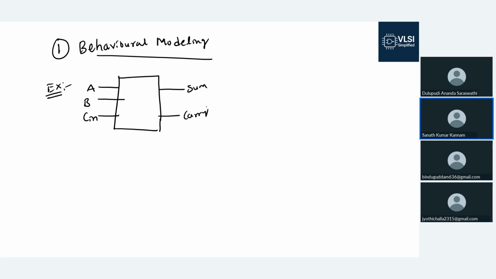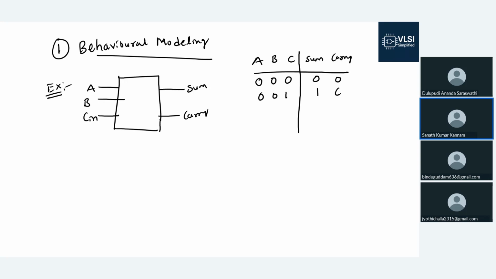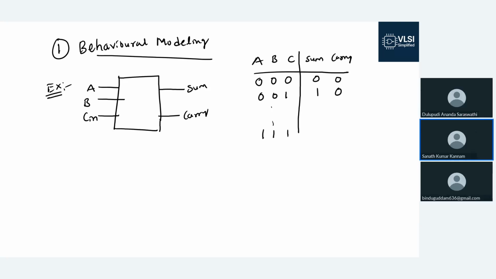From the truth table, you can say that with three inputs there are 8 possible combinations, and you have sum and carry. If it is 0 0 0, then sum 0, carry 0. For 0 0 1, sum 1, carry 0. If it is 1 1 1, you are getting sum 1 and carry 1. Carry is like a 2 out of 3 logic. If two or more ones are there, you are getting the output of 1.